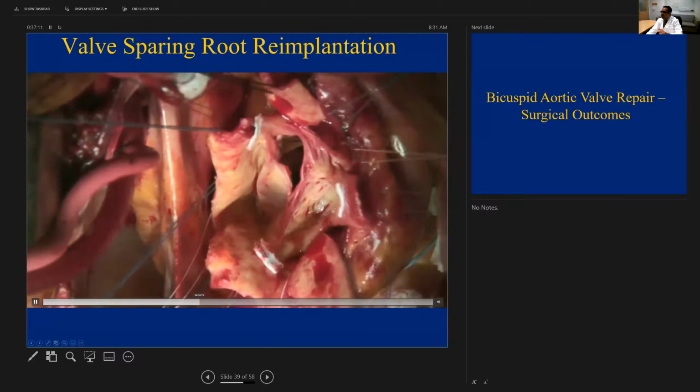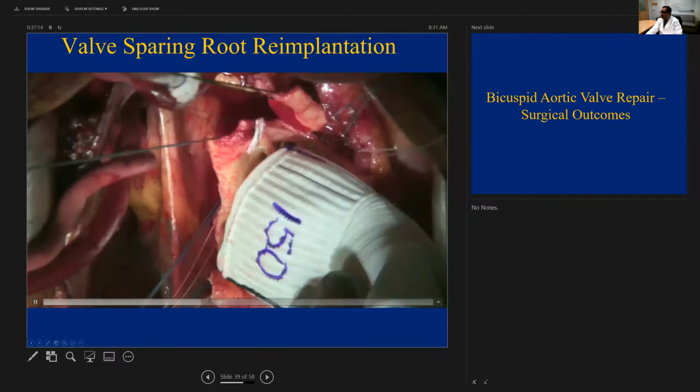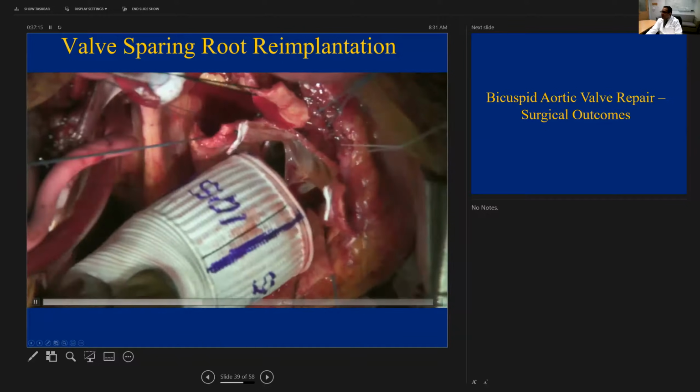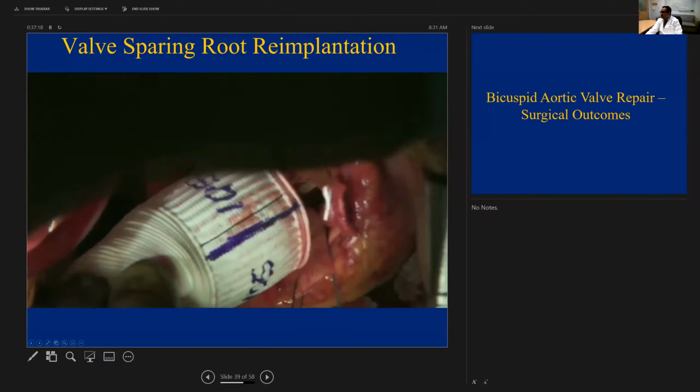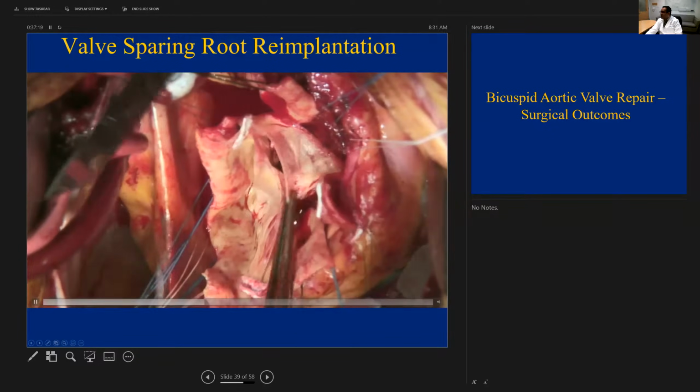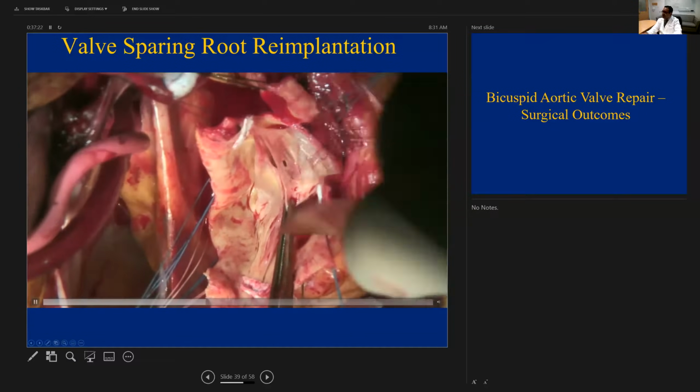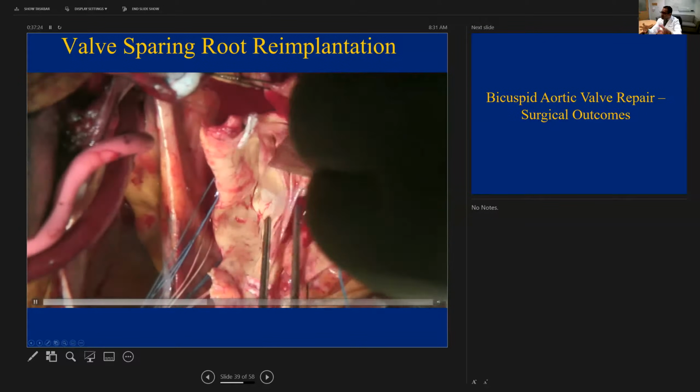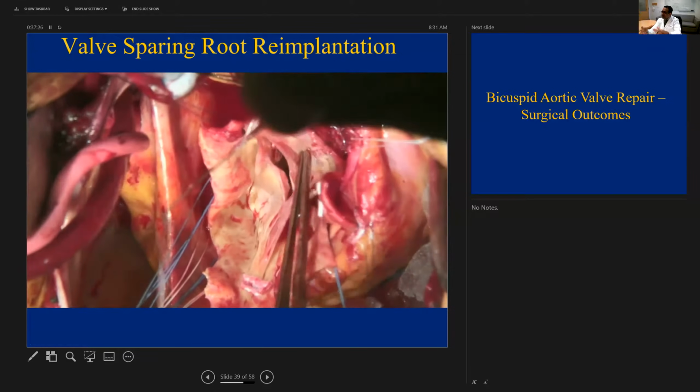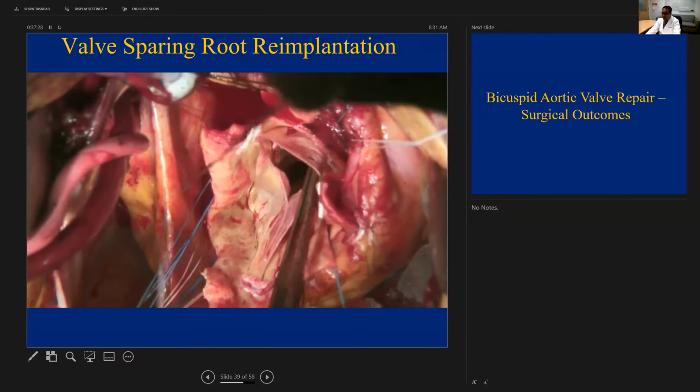Also just kind of point out, you can see we marked out the 150 degrees of the non-conjoint cusp and the 210 degrees, 105 and 105 for the conjoint cusp. So we maintain the same geometry as we put this aortic valve apparatus into a new aortic root.